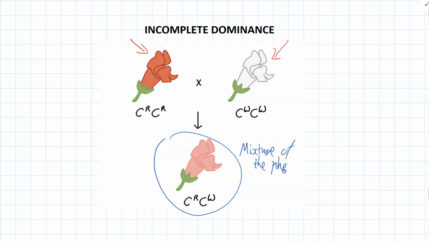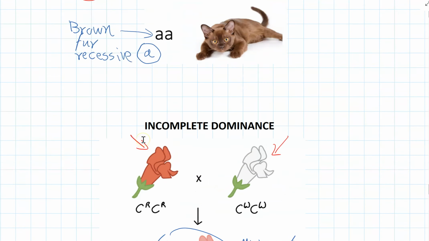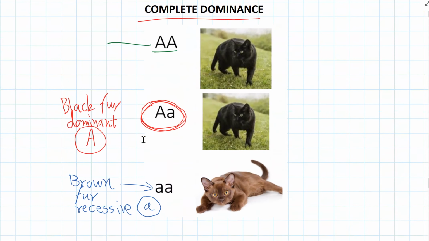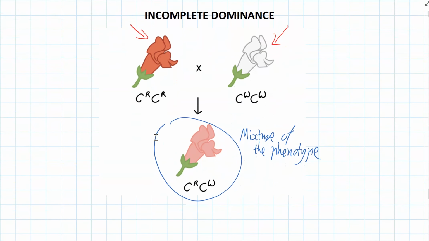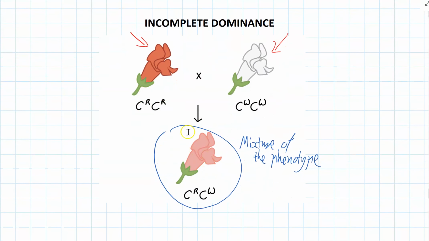So instead of only one phenotype showing up in a heterozygous plant, which is what happens for complete dominance, neither of them are dominant. So they both show up at the same time and they get mixed together. So we say red flowers and white flowers are incompletely dominant, and so this plant here, because it's heterozygous, is going to have a mixture of the two.